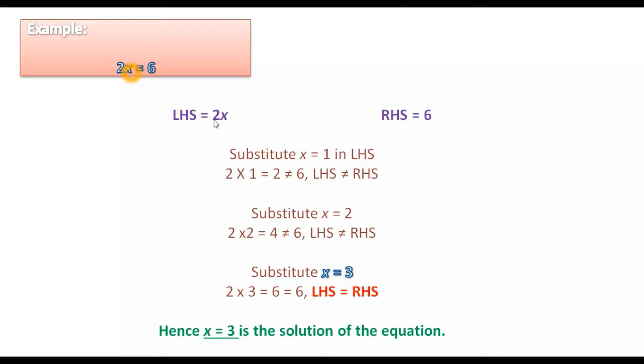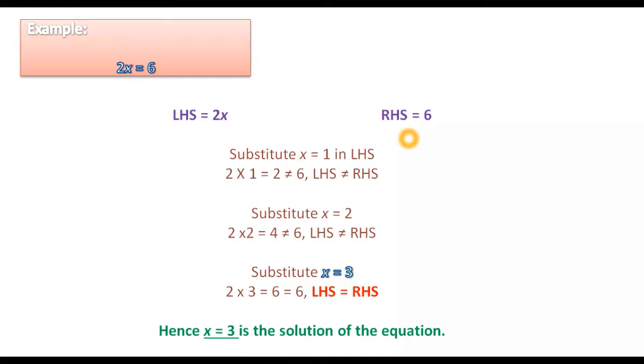Our left hand side is 2x and right hand side is 6. So let's take the left hand side and substitute values of x. Let's substitute x equals 1 in the left hand side, because we have the variable on the left hand side. So 2 as it is, because there is a multiplication between these two. Then instead of x we write 1. 2 ones are 2. That means 2 is not equal to 6, because our right hand side is 6.